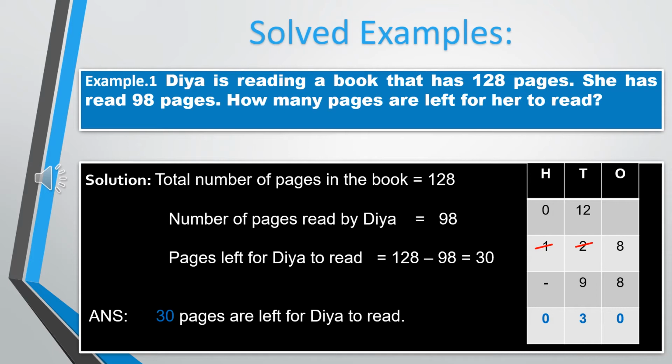So our answer is 30. 30 pages are left for Dia to read. So students, let's solve our first story problem.